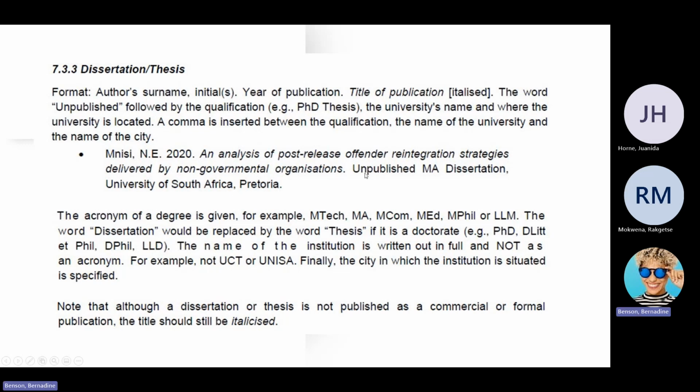So the publisher is the University of South Africa, and the place of publication is Pretoria. So the name of the institution is written out in full. It's not written as UNISA or UCT, and then the city in which the institution is stated. And there's some more guidelines in terms of the naming convention of the degree.